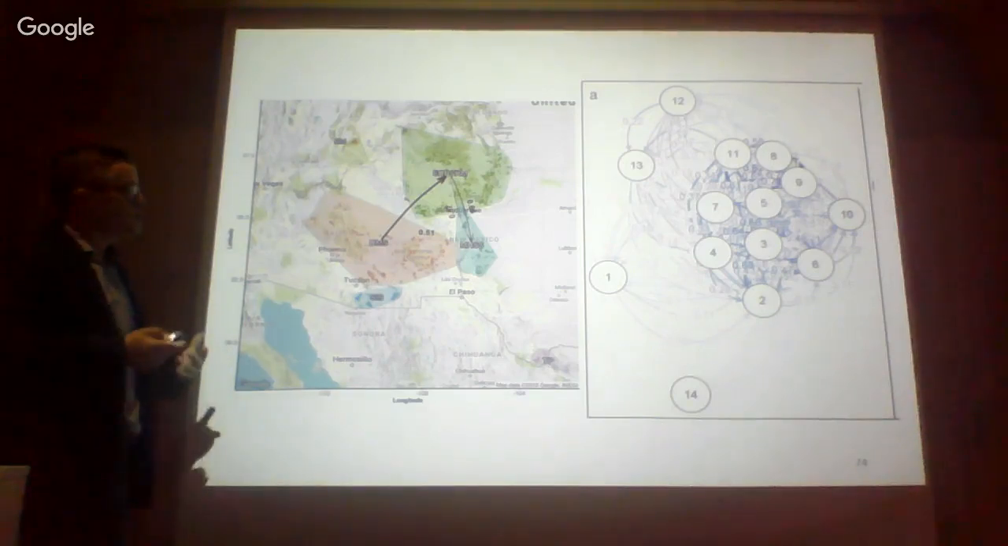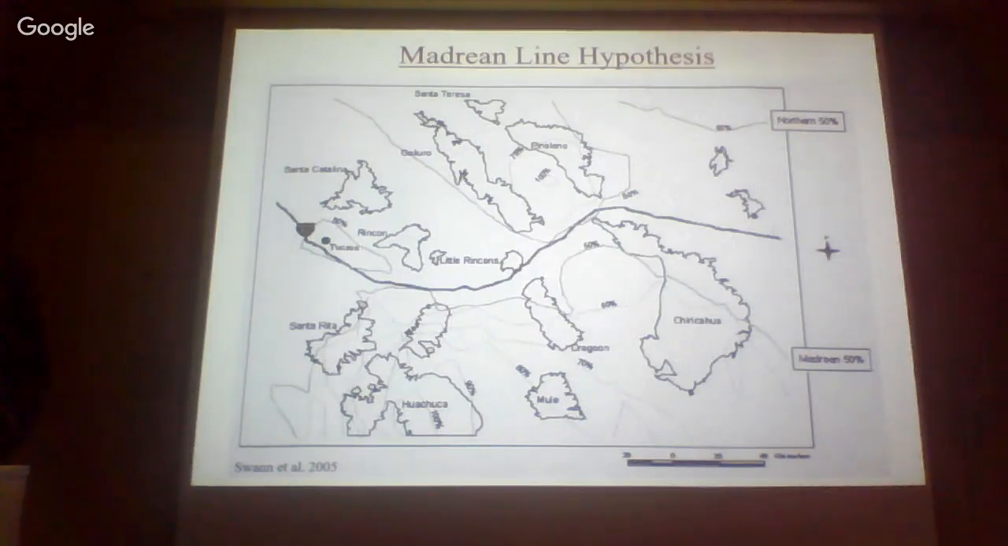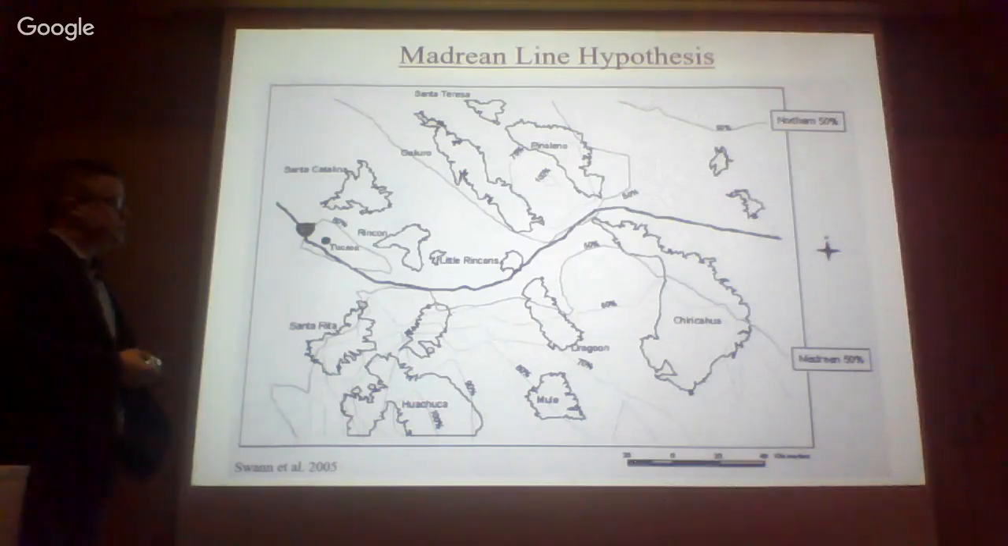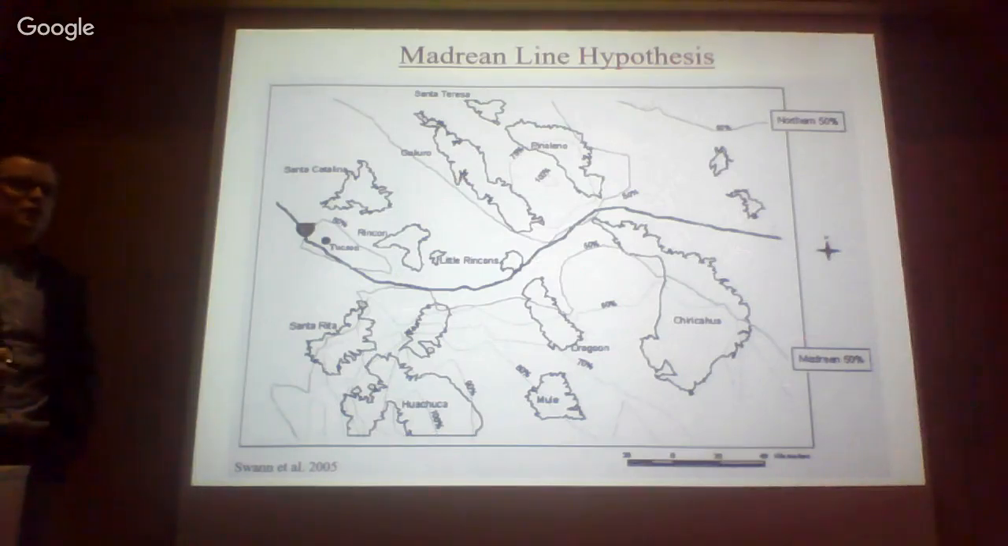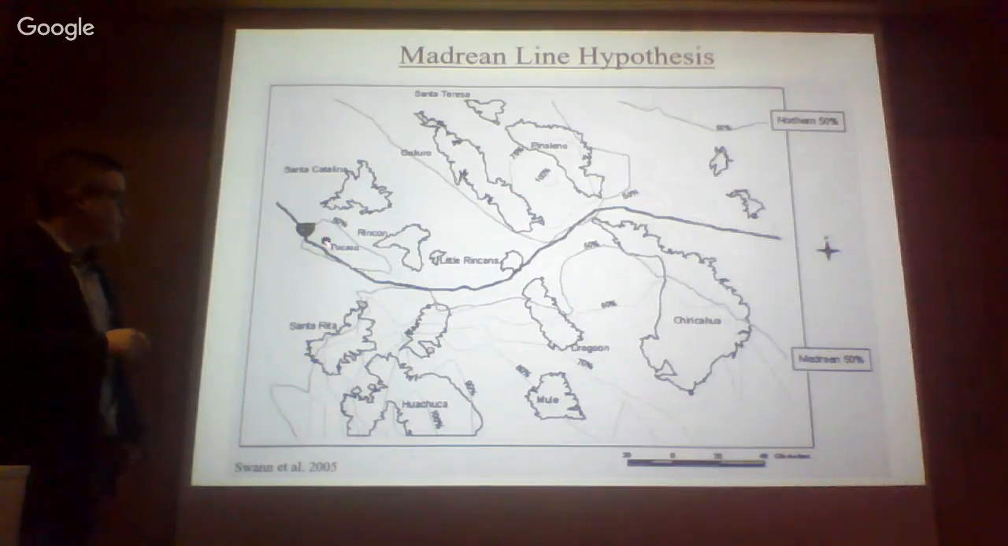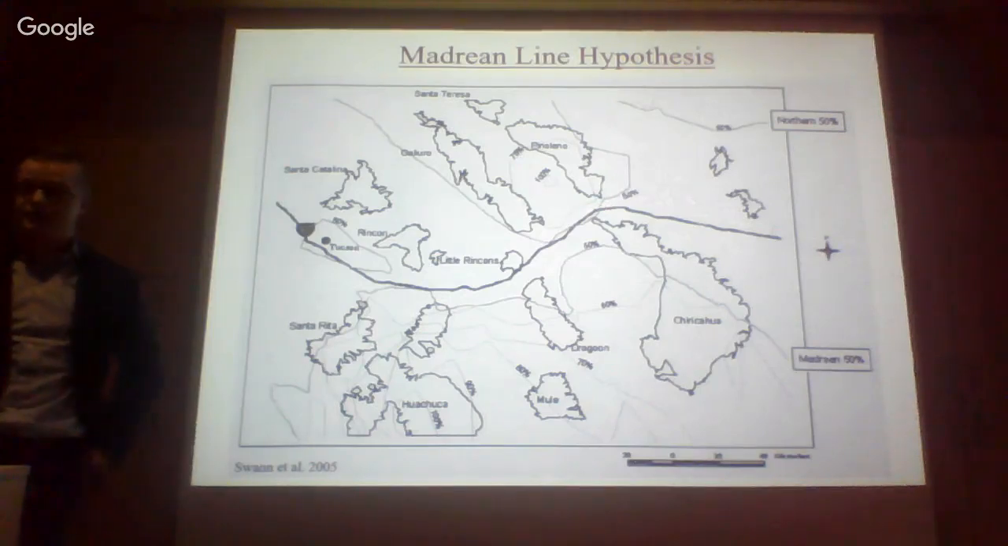An alternative hypothesis in all of this is what's called the Madrean line hypothesis. This postulates the existence of a major biogeographic line that separates the southern Madrean herpetofauna from the northern Rocky herpetofauna. This was shown to be supported where they found drastically different species assemblages in mountain ranges such as the Santa Ritas and the Little Rincons. And the boundary for this line coincidentally falls along the same route that Interstate 10 takes.